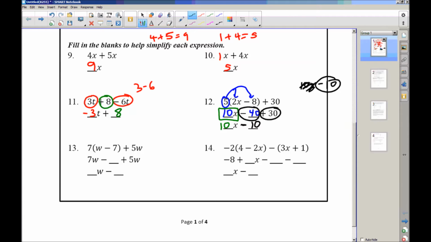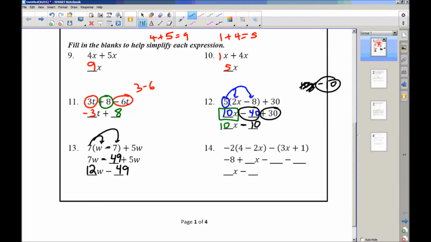Number 13, 7 times (w minus 7). We're going to distribute the 7. So 7 times w makes 7w. And then 7 times 7 will make 49 here. It's positive 7 times negative 7, so it stays negative. Then we combine the like terms of the w's, and we get 12w, and then we bring down the negative 49.